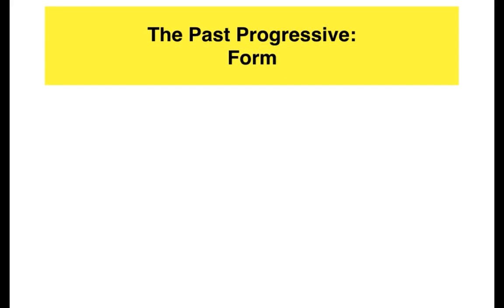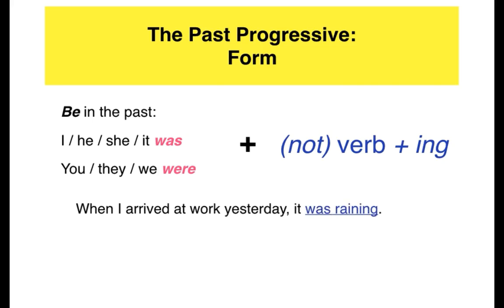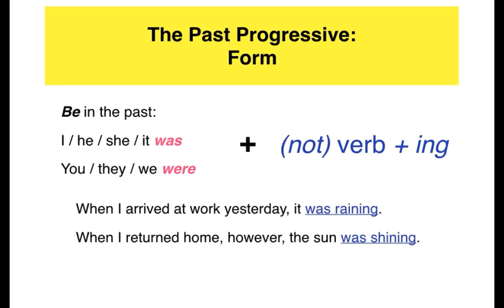Another way to talk about past actions is by using the past progressive. The past progressive is formed with the past tense conjugations of the verb to be and a present participle, or verb plus -ing. For example, when I arrived at work yesterday, it was raining. When I returned home, however, the sun was shining.